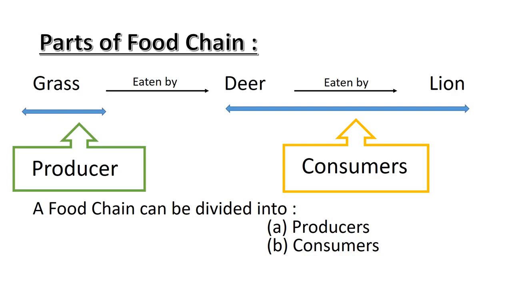Let us now look at the parts of food chain. Grass, which is eaten by deer, again eaten by a lion, is an example of food chain. If we divide it, we can have two different categories. One, which are called producers, second, which are called consumers. In this example, grass is the producer, whereas deer and lion are the consumers.